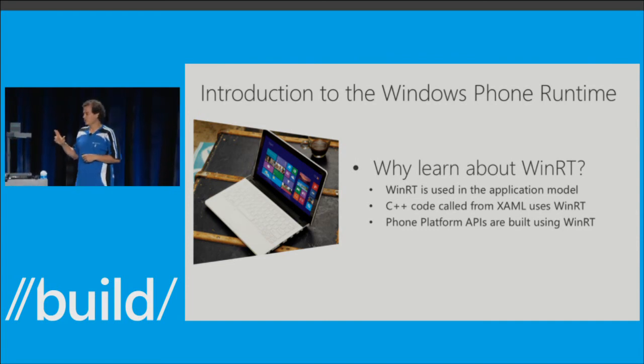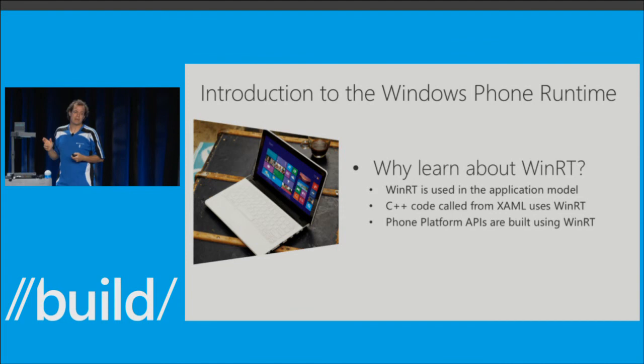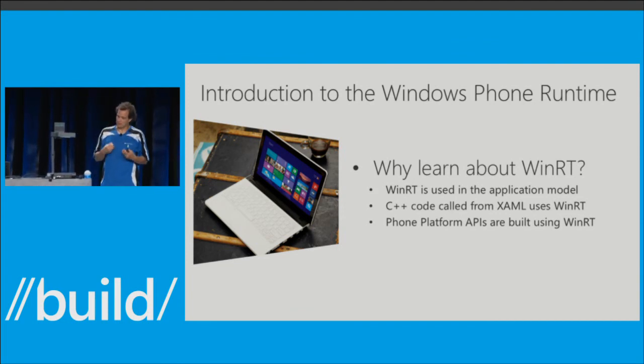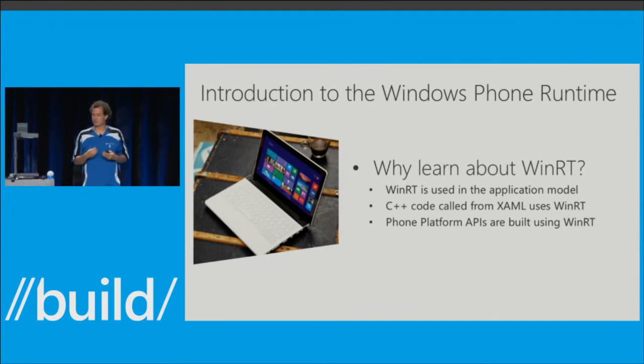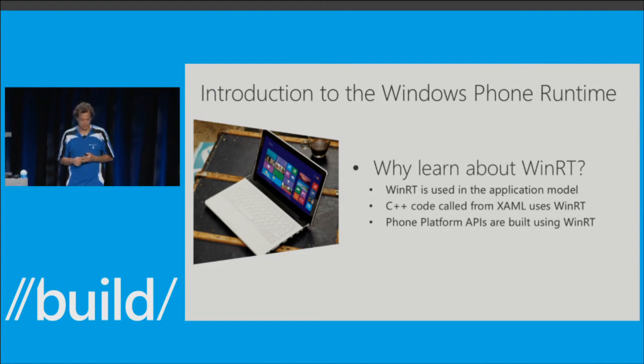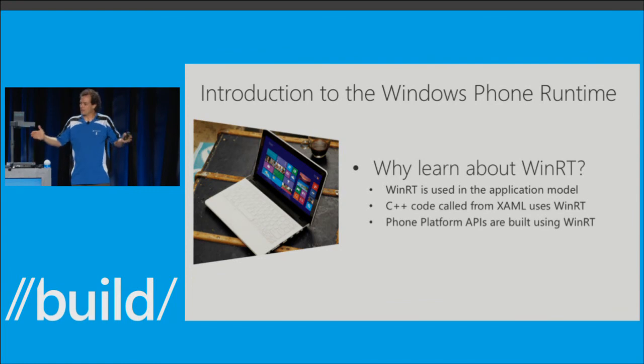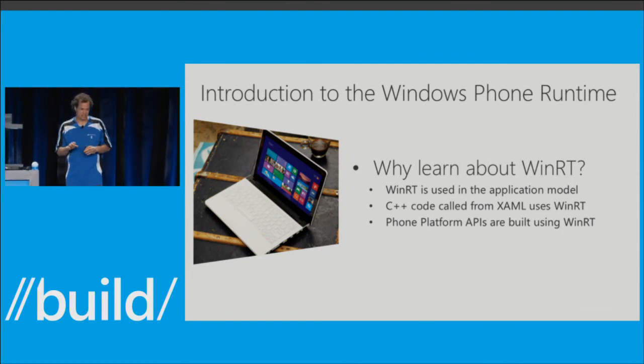Third reason you should know about WinRT is platform APIs. Our platform APIs, at least the vast majority of platform APIs built on Windows Phone, use or are built with WinRT. This ranges through location, NFC, Bluetooth, speech. If you're using really almost any platform capability for Windows Phone, you will be using WinRT. So these are good reasons to at least understand the basics of what WinRT is and how it works.